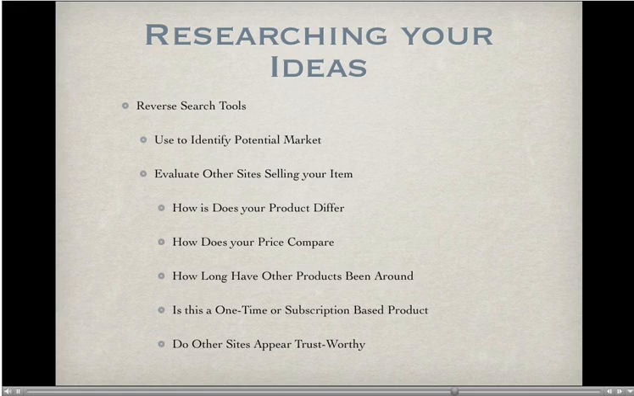Do the other sites appear trustworthy? That means good web design, clear writing that's free of excessive errors, and enough information to make buyers feel comfortable. If your competitors are lacking in this area, it's a good thing to focus on giving your site a competitive edge. If your competitors offer highly professional sites, you'll see what you need to live up to.